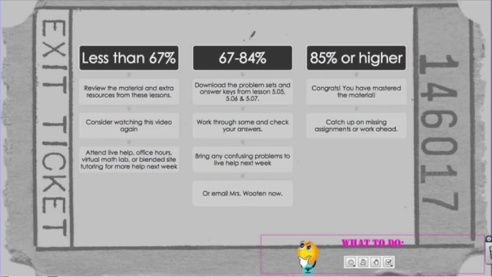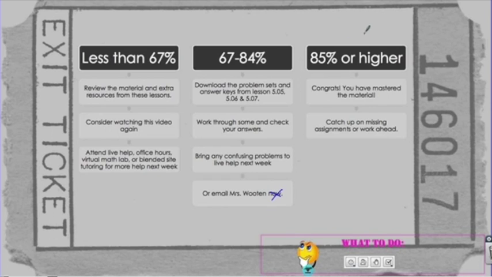If you passed with a C or a D, download the problem sets and answer keys from lessons 5.05 through 5.07. Work through some and check your answers. Bring any confusing problems to live help next week, or email Ms. Rutan with any questions that you might come across. So not really now, but when you have questions on the problem sets.